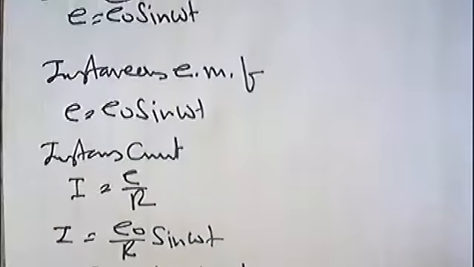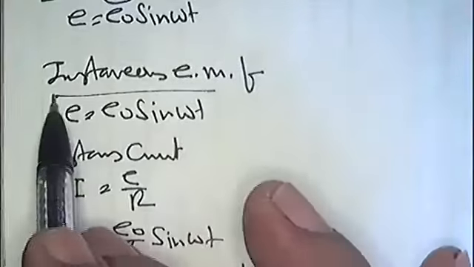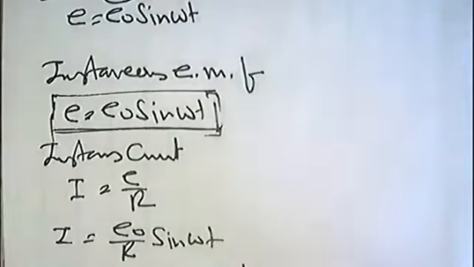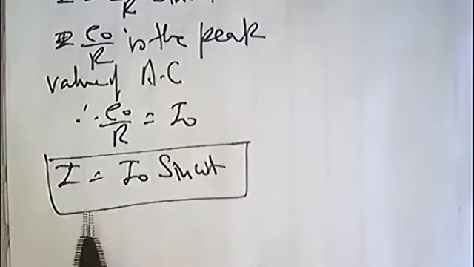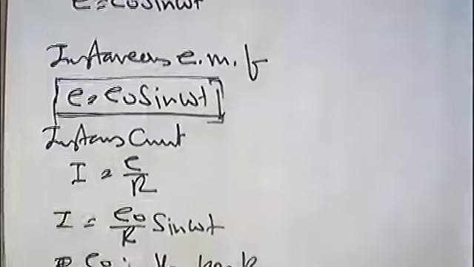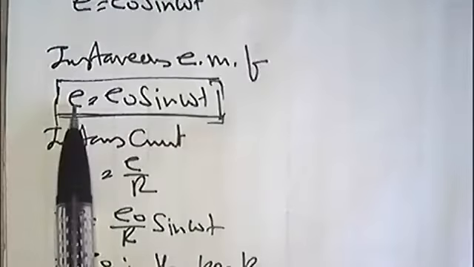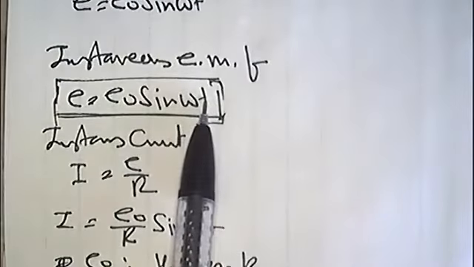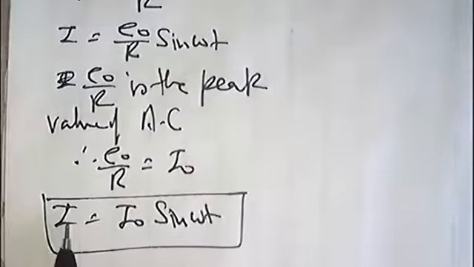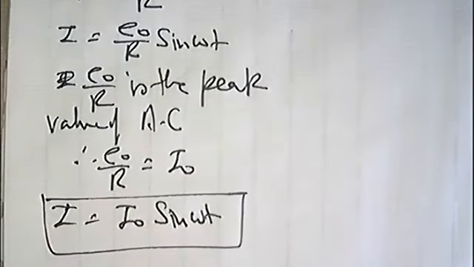What is the instantaneous voltage? Instantaneous voltage E equals E naught sin omega t. What is instantaneous current? I equals I naught sin omega t. Both the equations are very similar. Instantaneous EMF is time dependent in the form of sine variation. Instantaneous current is time dependent in the form of sine variation.